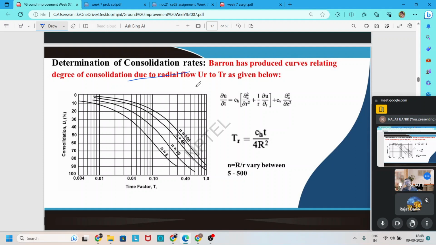This is T_R. T_R is nothing but C_H times t divided by 4R square. That means T_R is the time factor and C_H is the coefficient of consolidation in the radial direction. t is the time period in years or in months.